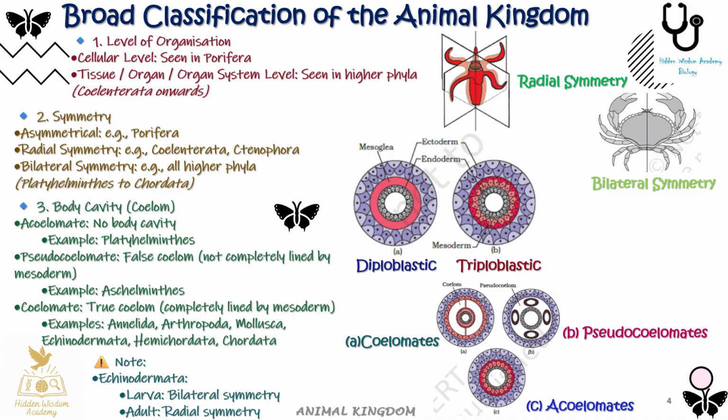Acoelomates have no body cavity. An example is Platyhelminthes. Pseudocoelomates have a false coelom that's not fully lined by mesoderm. Aschelminths are examples. Coelomates have a true coelom completely lined by mesoderm. Examples include Annelida, Arthropoda, Mollusca, Echinodermata, Hemichordata, and Chordata. Here's an important note: Echinodermata have bilateral symmetry in the larval stage, but show radial symmetry in the adult stage. Refer to the images for more clarification.